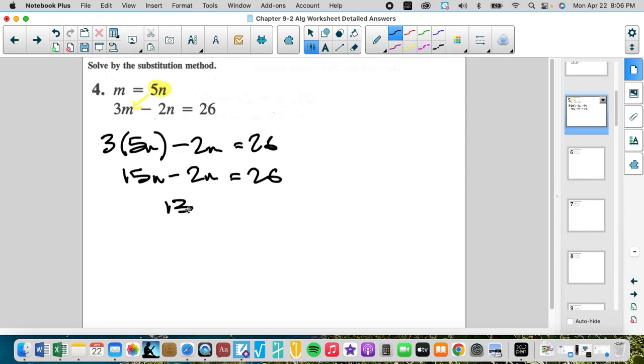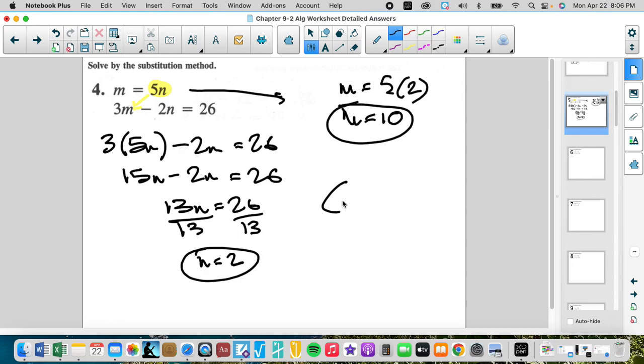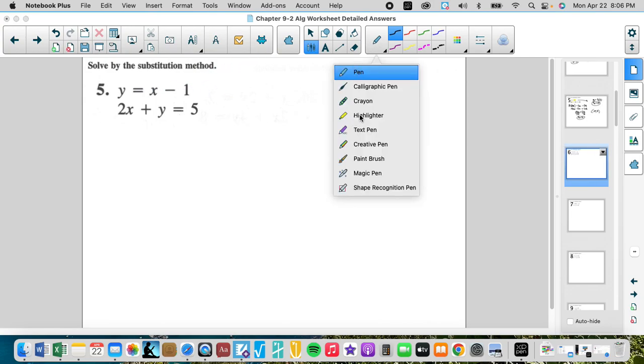That's going to be 13N equals 26. Divide by 13. Divide by 13. N equals 2. Take that. M equals 5 times N. M equals 10. M, N in alphabetical order. So a little bit larger now.